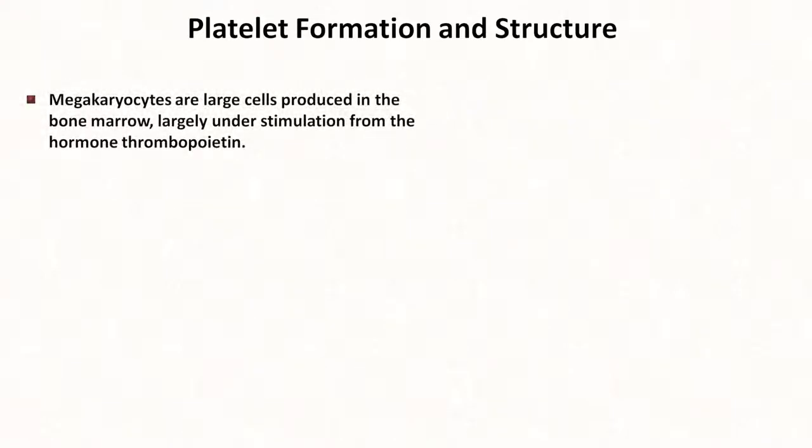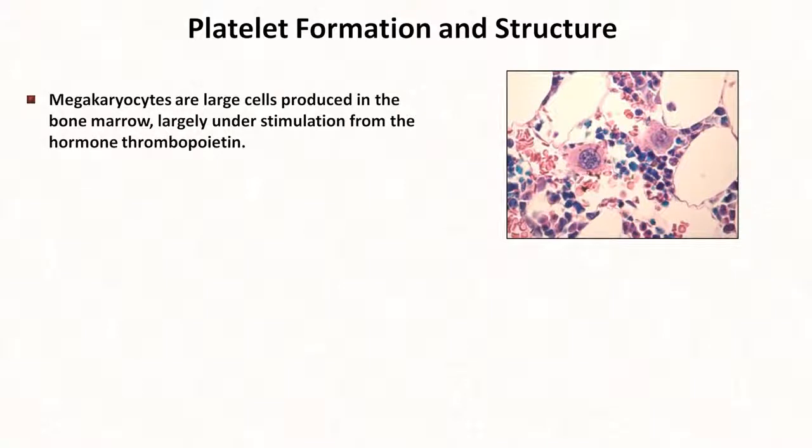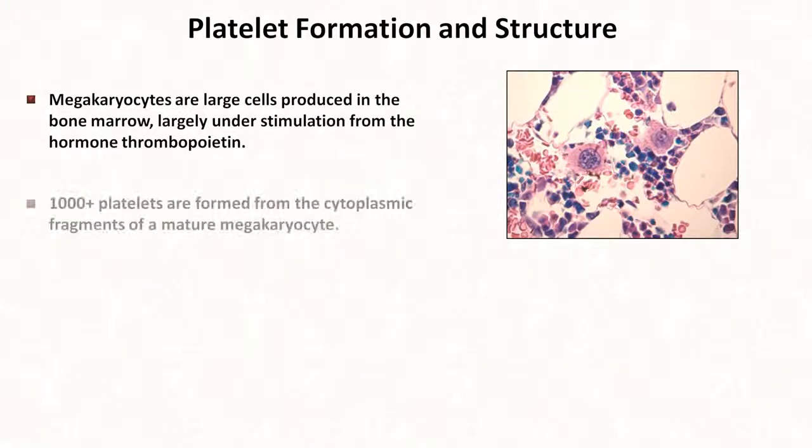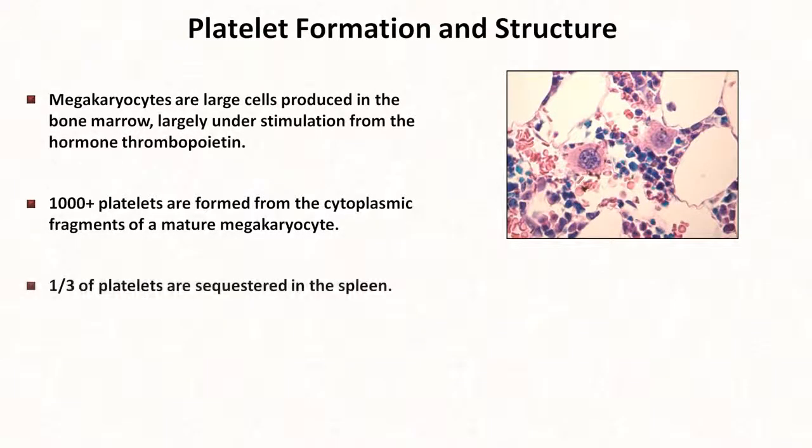Platelets come from megakaryocytes. Megakaryocytes are large cells produced in the bone marrow, largely under stimulation from the hormone thrombopoietin. Here's a path slide from a bone marrow biopsy in which two megakaryocytes are seen near the middle. Over 1,000 platelets are formed from the cytoplasmic fragments of a mature megakaryocyte. 1/3 of the platelets in the body are sequestered in the spleen, and this splenic platelet pool freely exchanges with the platelets in circulation. Normal platelet lifespan is about 10 days.